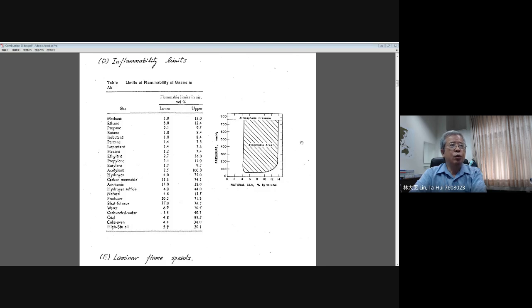Okay, if you do not have enough oxygen concentration or you do not have enough fuel concentration, they cannot provide a suitable amount of heat of combustion to continue the premixed burning.